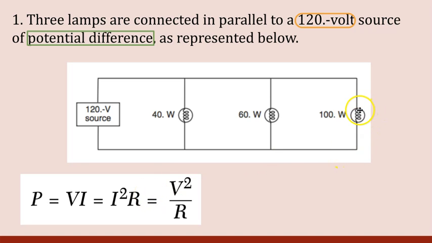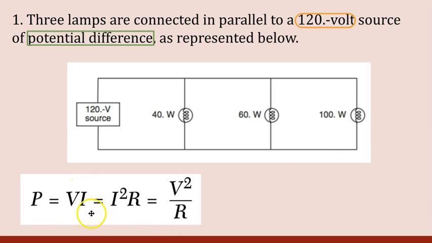So for the 100-watt light bulb, we can imagine if the 60-watt light bulb were to burn out, would the potential difference across the 100-watt light bulb actually change? And the answer is no, because that depends on this battery. A 120-volt battery source means that it's going to be 120 volts for each branch of the circuit. If this one goes away, it's still 120 volts across this branch. That's the nature of a parallel circuit.